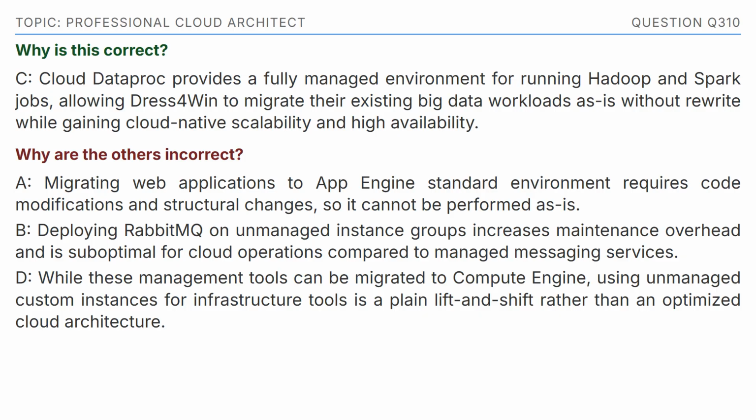Why are the others incorrect? A. Migrating web applications to App Engine standard environment requires code modifications and structural changes, so it cannot be performed as is. B. Deploying RabbitMQ on unmanaged instance groups increases maintenance overhead and is suboptimal for cloud operations compared to managed messaging services. D. While these management tools can be migrated to Compute Engine, using unmanaged custom instances for infrastructure tools is a plain lift and shift rather than an optimized cloud architecture.